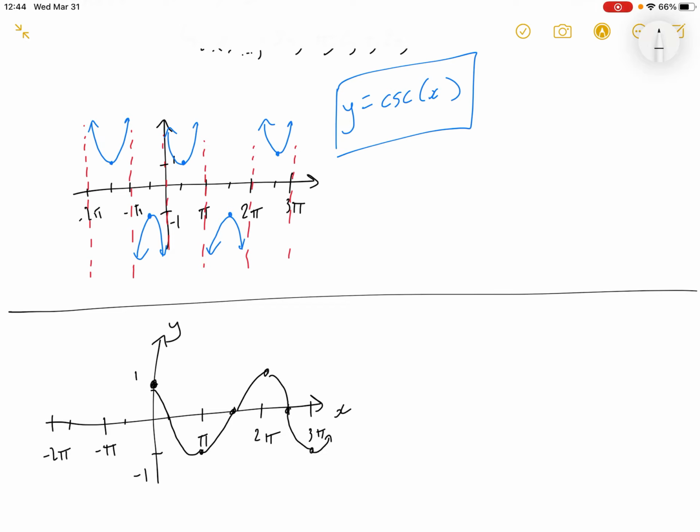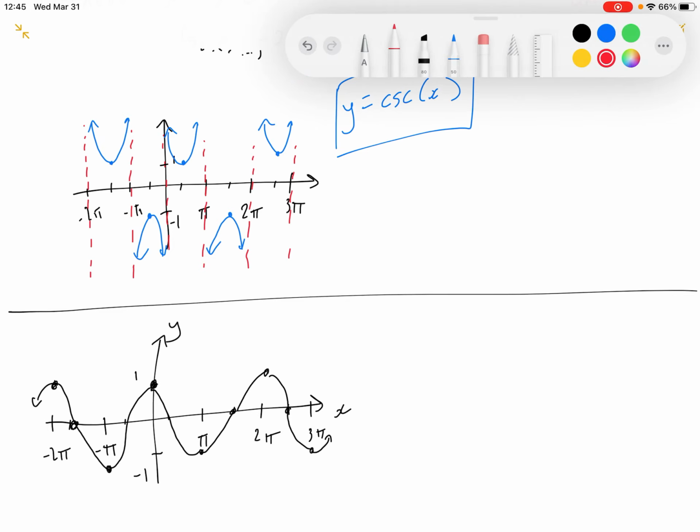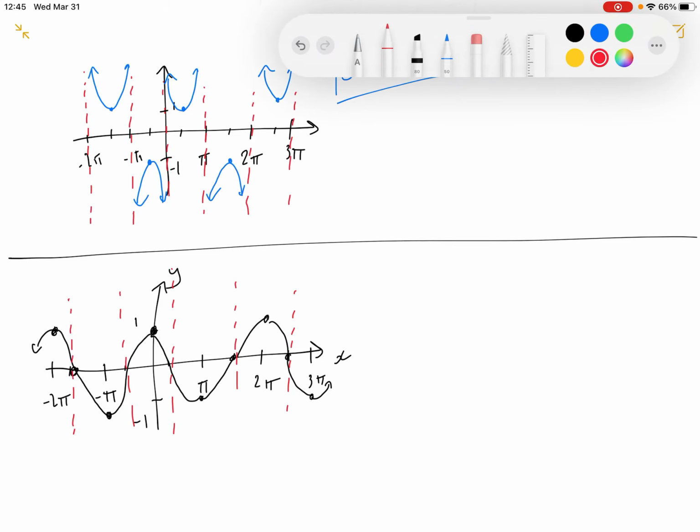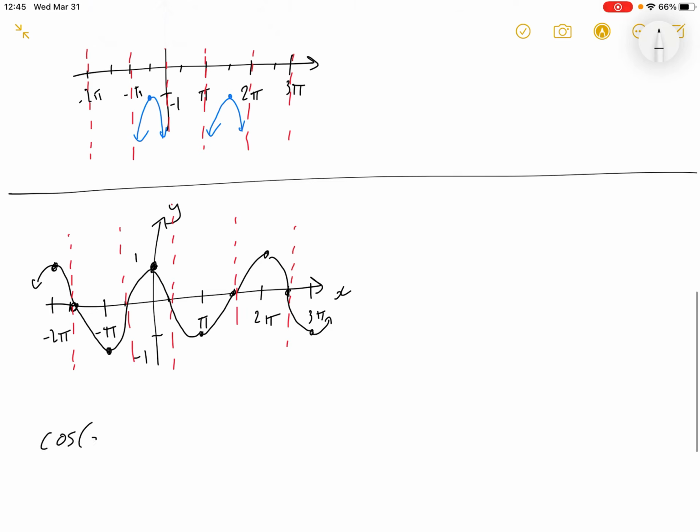And so it's going to look something like this. I'm getting a little bit sloppy over here. Okay. Now for this graph, notice that the vertical asymptotes are actually going to be at the pi over 2 values, right? So whenever cosine of x equals 0, that will give us a vertical asymptote for secant of x.